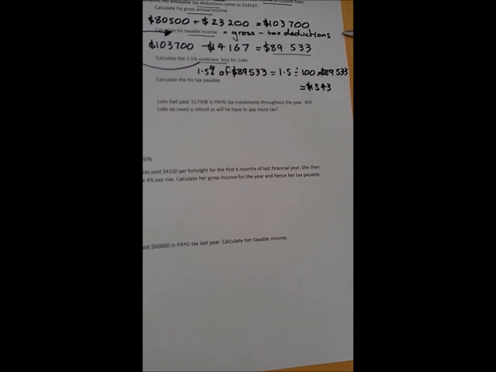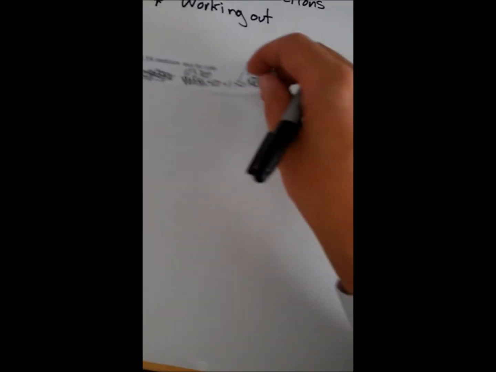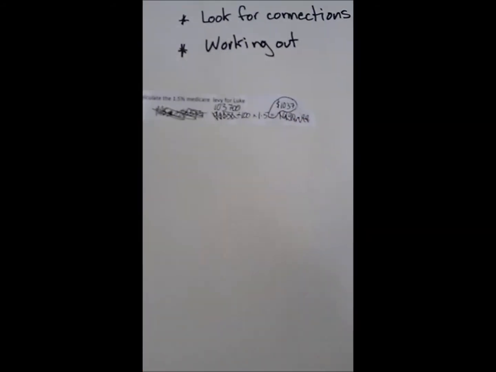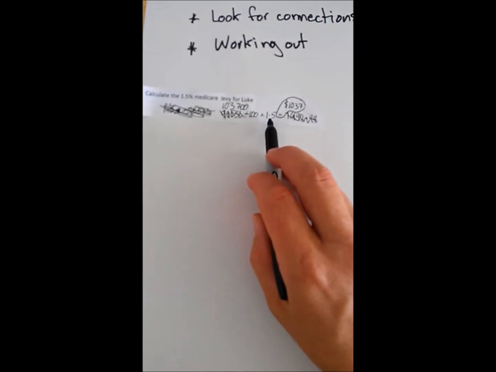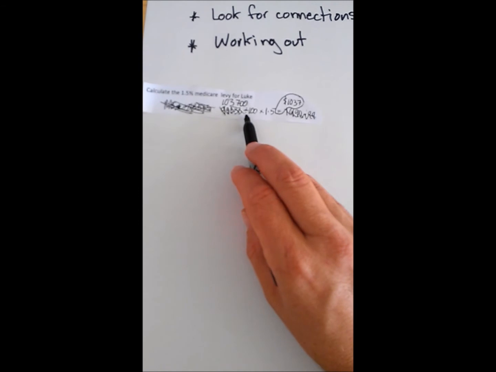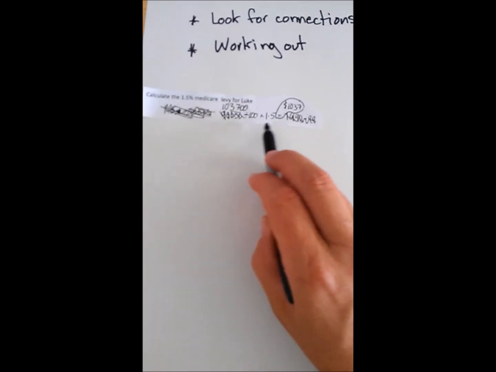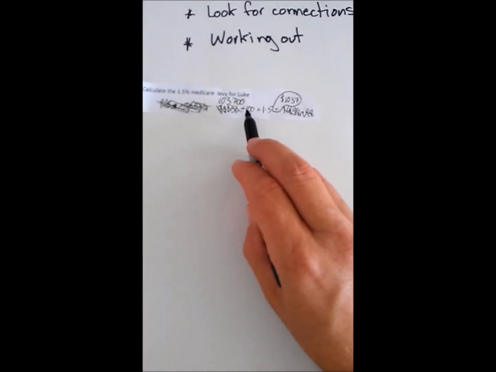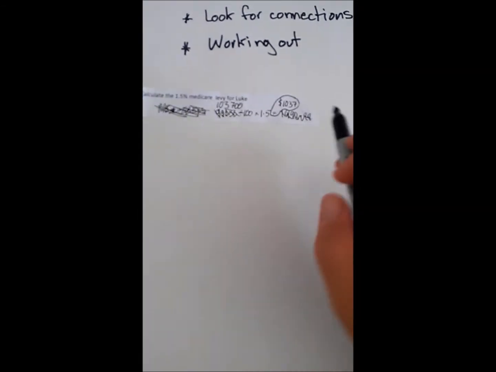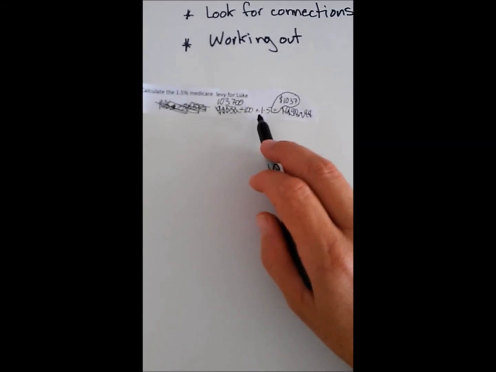So to calculate the 1.5% Medicare levy for Luke, I'll just show you quickly what two students did. Here's the first student. Calculate the 1.5% Medicare levy. You can see what the student's done. They've gone divide by 100 times 1.5. I can see straight away from this they know how to find 1.5%. That's a good positive sign. If the question's out of 2, they've got 1 mark.